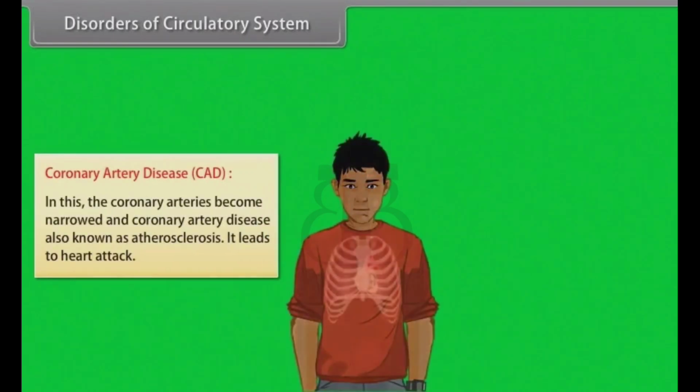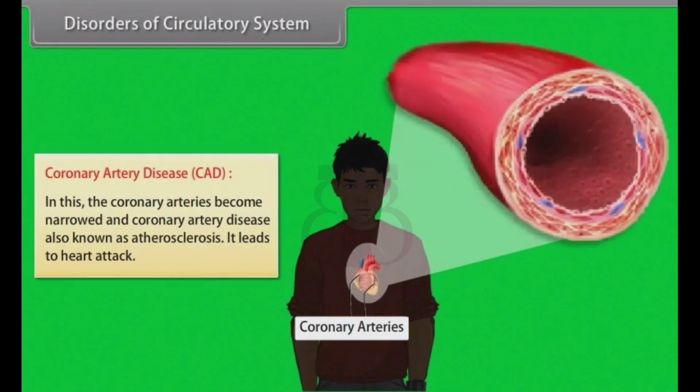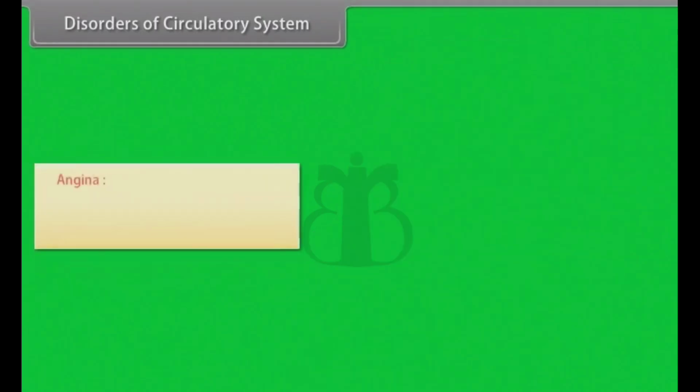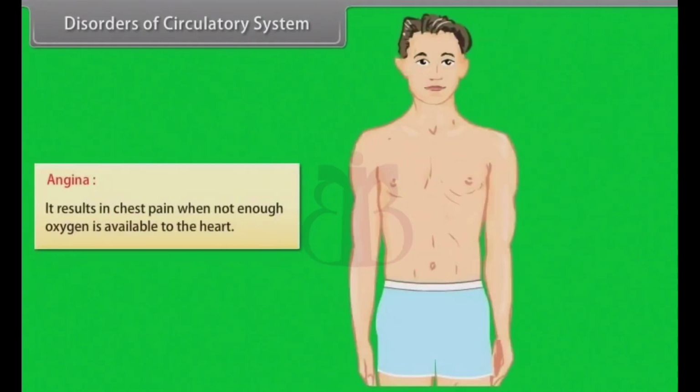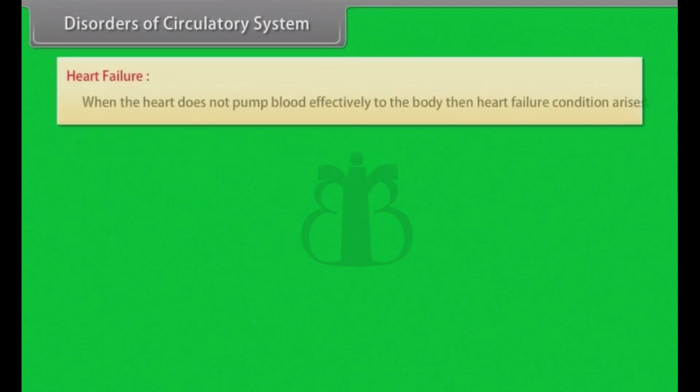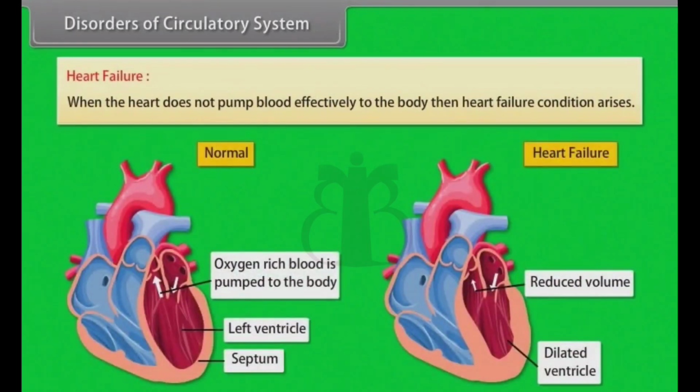Coronary artery disease or CAD. In this, the coronary arteries become narrowed, also known as atherosclerosis. It leads to heart attack. Angina. It results in chest pain when not enough oxygen is available to the heart. When the heart does not pump blood effectively to the body, then the heart failure condition arises.